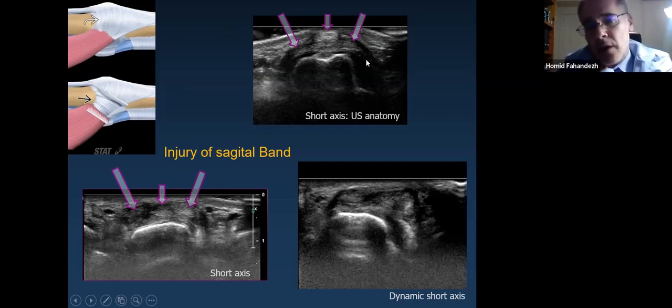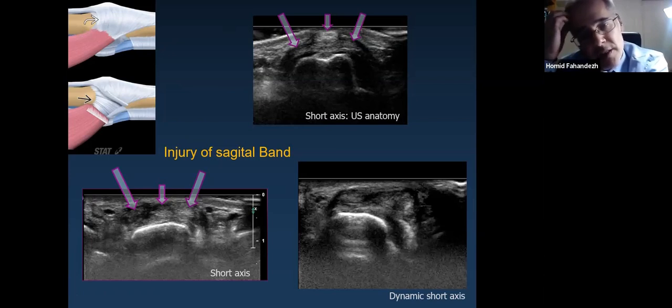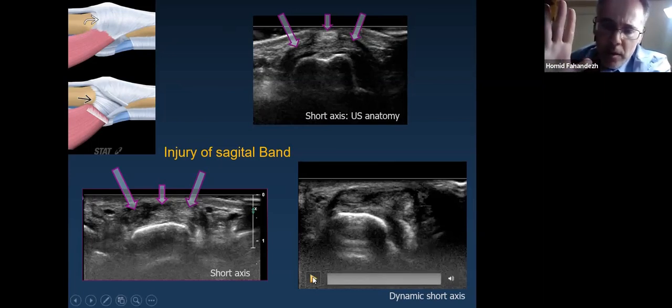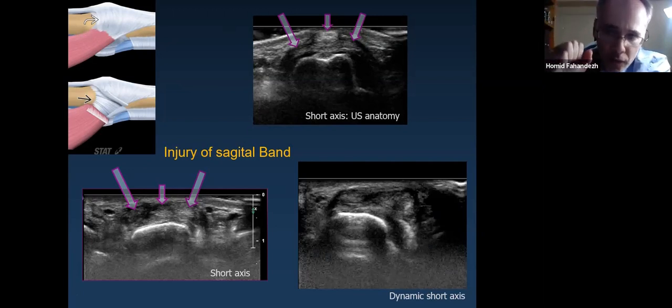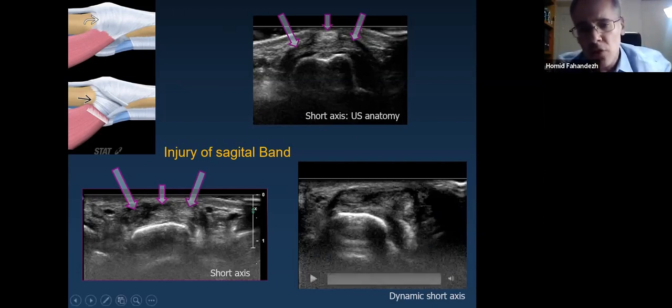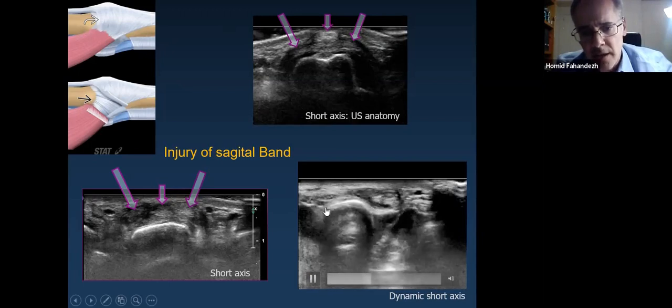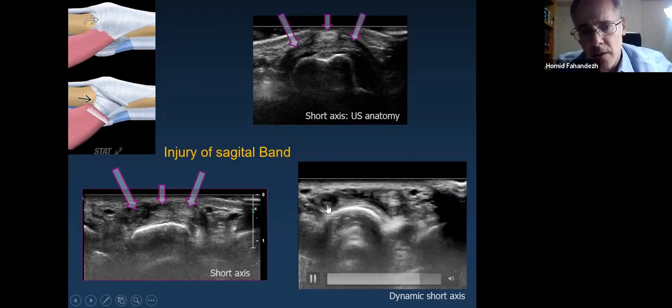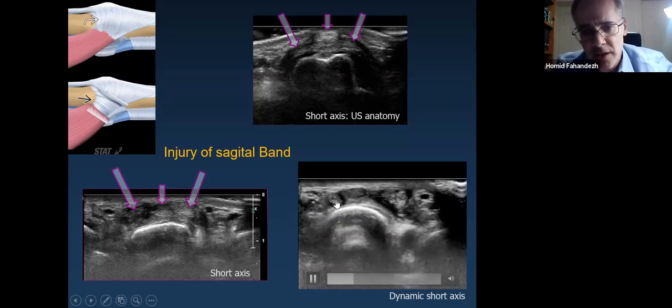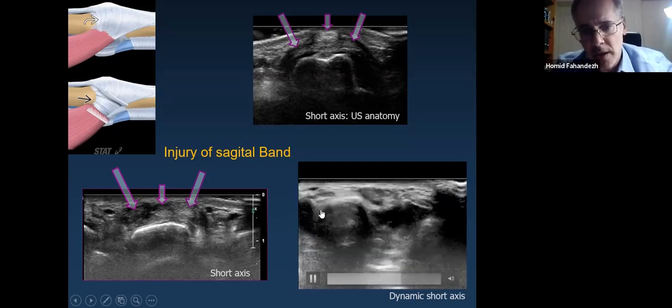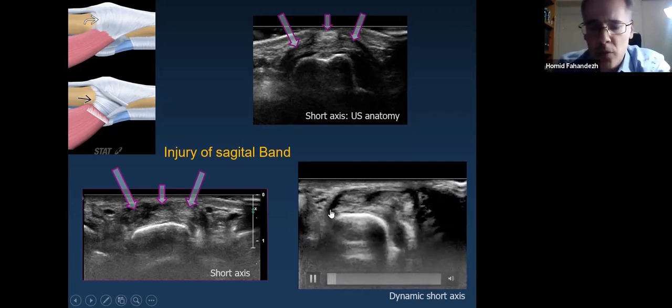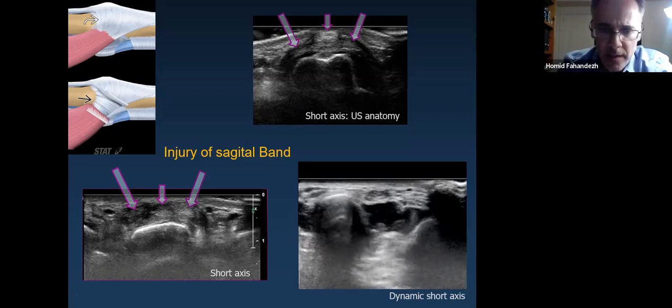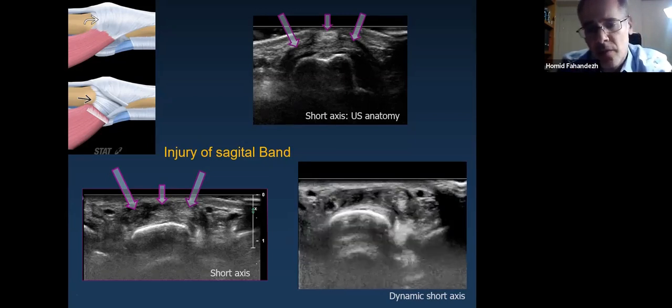When you have a rupture of a sagittal band, normally it's the radial sagittal band, what you are going to see is that when the patient makes a fist and passes from extension to flexion, you are going to see how the tendon is going to subluxate ulnarly, comparing with the central situation in extension. So in flexion, you will see how the tendon subluxates in the ulnar aspect when the patient performs the fist.